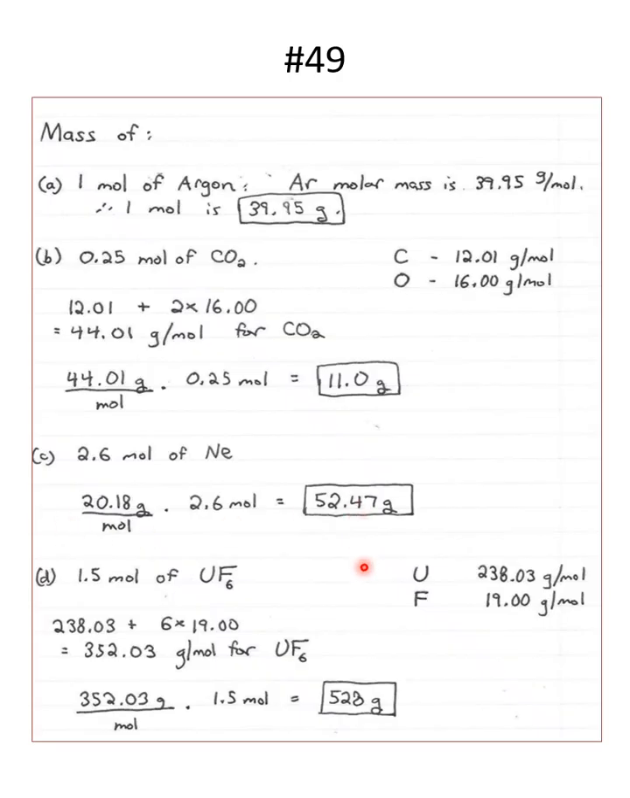Uranium is 238.03 grams per mole. Fluorine is 19 grams per mole. And this molecule has 1 uranium and 6 fluorines. So we add those up and we get 352.03 grams per mole for uranium hexafluoride. Then, that's for 1 mole. We want 1.5 moles, so multiply that by 1.5. And we get 528 grams.